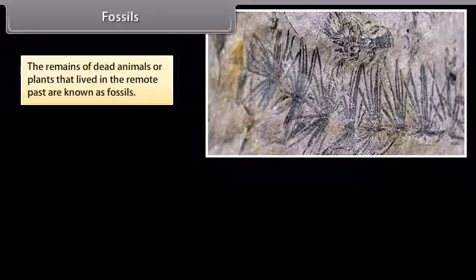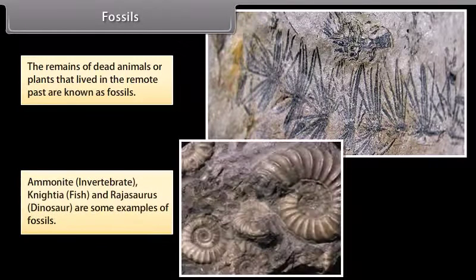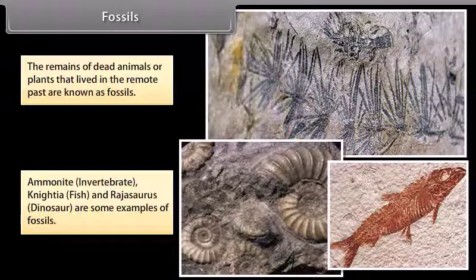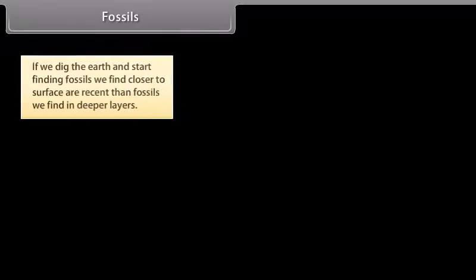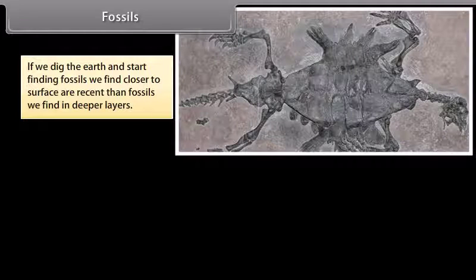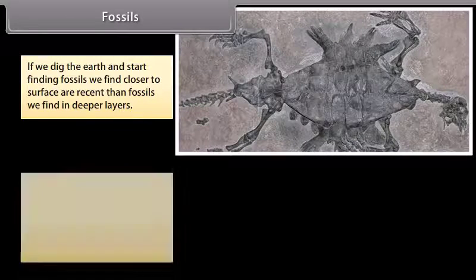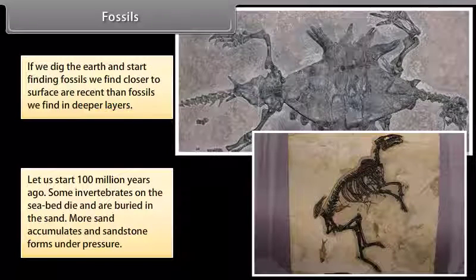Fossils. The remains of dead animals or plants that lived in the remote past are known as fossils. Ammonite (an invertebrate), Nicaea (a fish), and Rajasaurus (a dinosaur) are some examples of fossils. If we dig the earth and start finding fossils, the ones closer to the surface are more recent than fossils we find in deeper layers. Let us start 100 million years ago.